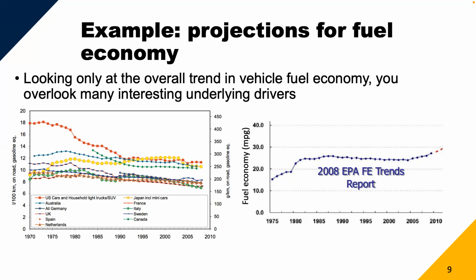A bottom-up approach might be more like, okay, I can look at the suite of available vehicles, what sort of technologies they have in them, and then let's say I introduce lightweighting or a particular technology, figure out how that changes the energy efficiency, and then recalculate the change. So we can look at underlying drivers or overall trends in fuel economy.